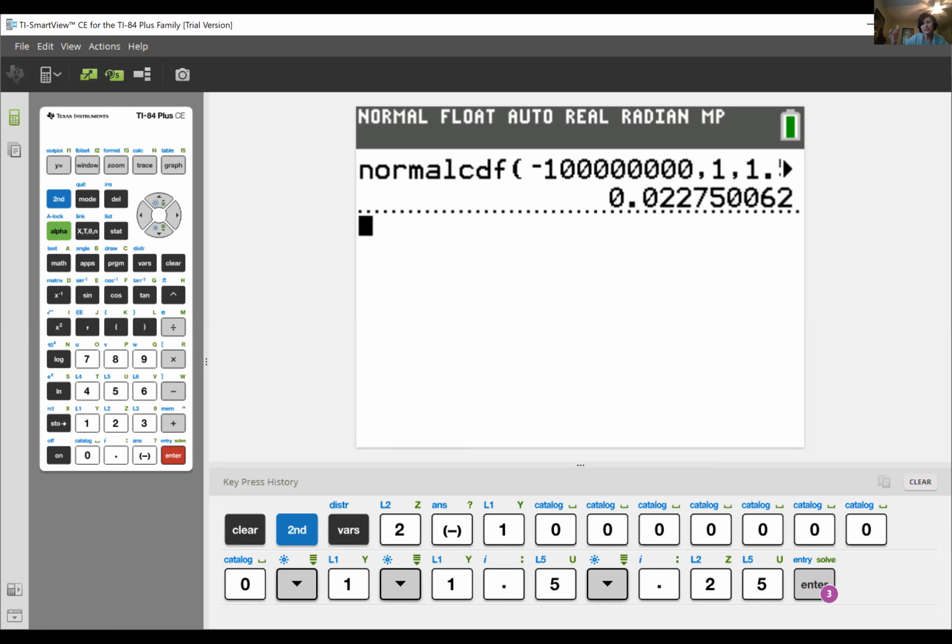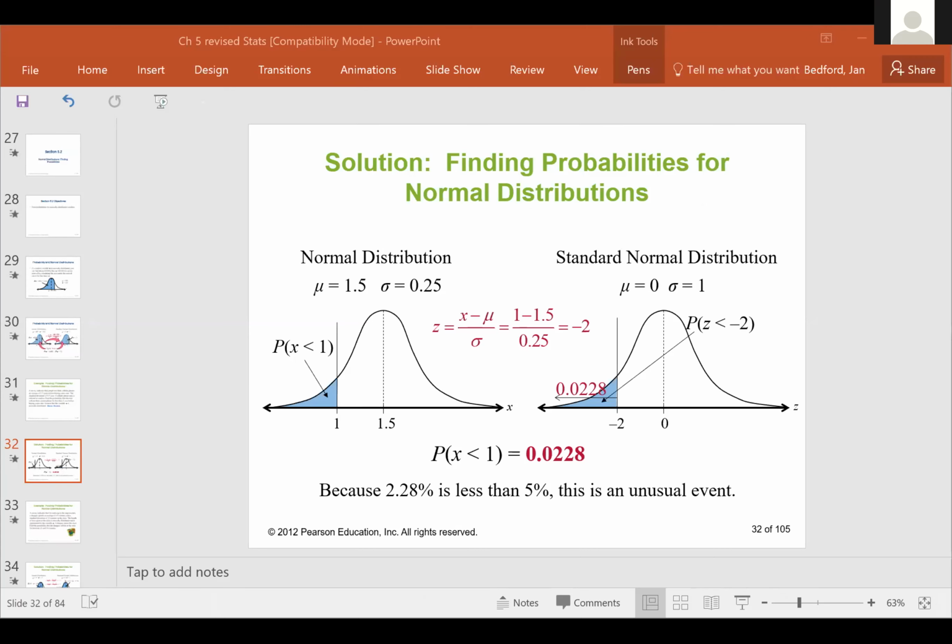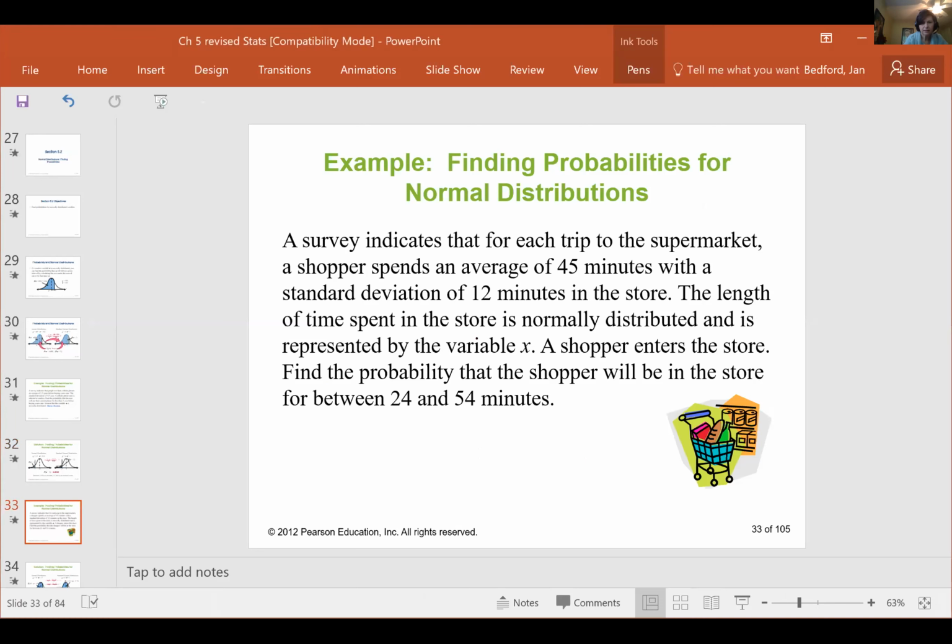Either way is fine. You can change it to the Z-score and look on the table if you need to, or you can do it this way. All right, questions so far, we good? Okay, so let's go back to the PowerPoint, and let's look at another one.